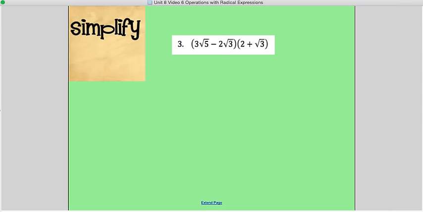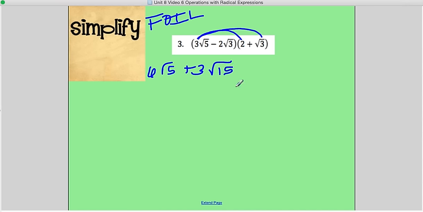Okay, when I'm multiplying, if I have 2 binomials, essentially, is what it looks like, you have to FOIL. Have to use that process of FOIL. So our first multiplied. 2 is not a radical, so I would take 2 times 3, which is 6 square root of 5. Then I take my outer 2. So it's 3 square root of 5 times square root of 3. So plus, 5 times 3 is going to be square root of 15.